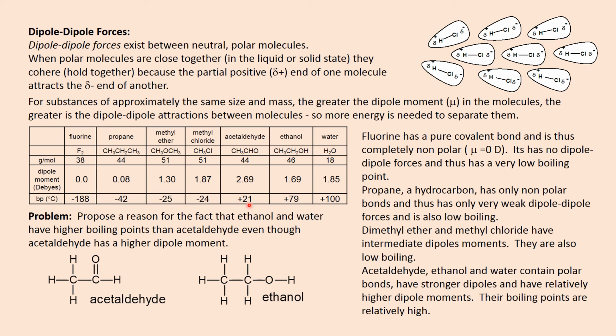Now, propose a reason for the fact that ethanol and water have higher boiling points than acetaldehyde, even though acetaldehyde has a higher dipole moment. Can you think of a reason? Well, it's because ethanol has hydrogen bonding, in which hydrogen is bonded to electronegative oxygen, and that creates an especially strong form of dipole-dipole attraction, which we're going to discuss on our next slide.